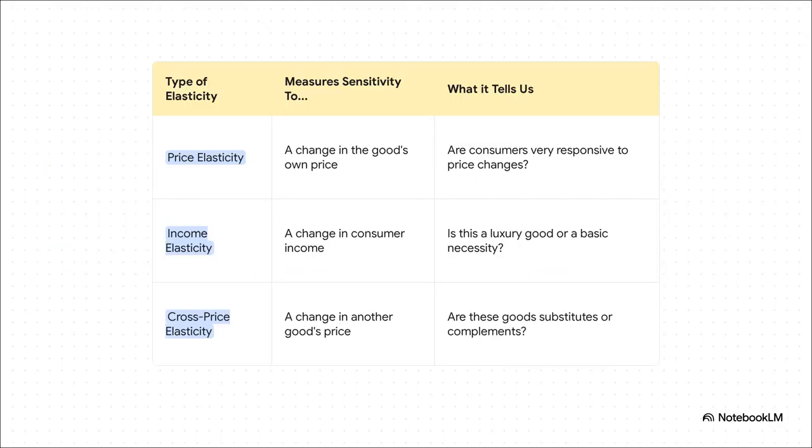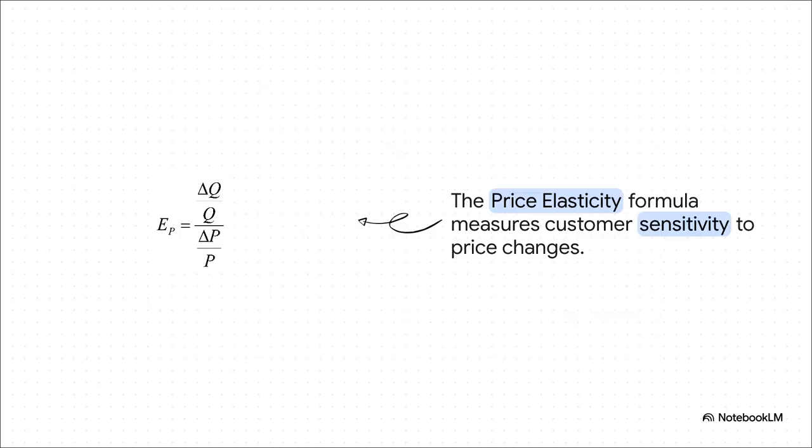But you know, elasticity isn't just one thing. This table breaks down the 3 main types, and each one answers a really critical business question. Price elasticity asks, how sensitive are my customers if I change the price? Income elasticity asks, is my product a luxury or is it a basic necessity? And cross-price elasticity asks, if my competitor changes their price, how's that going to affect my sales? Super useful stuff.